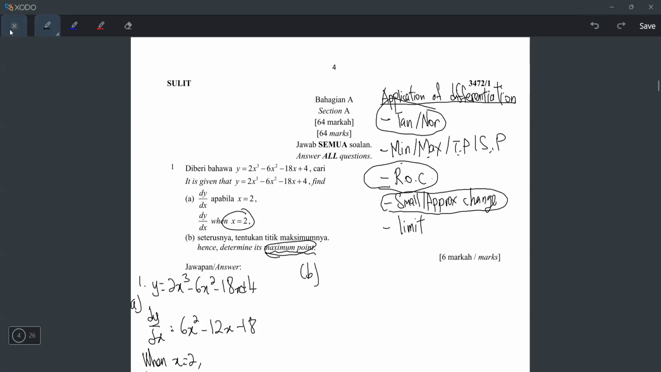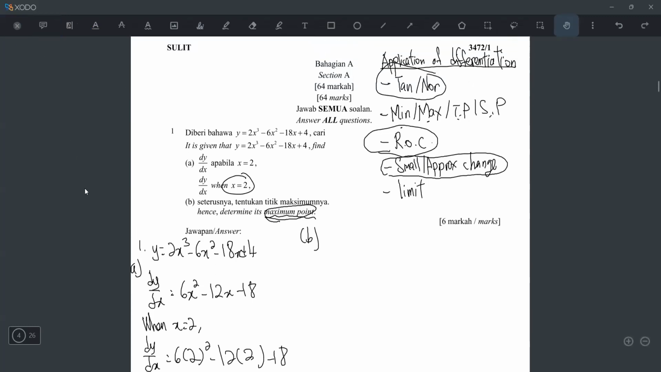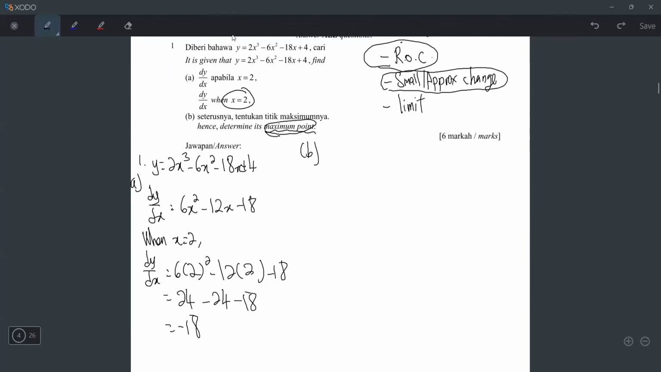Right. So you need to know if they ask you to find maximum point ataupun minimum point ataupun turning point, you kena ambil the gradient function equals 0. Means you take the gradient curve equals 0. Means you take the dy dx equals 0. So what you do is you already know your dy dx is this. So you just take 6x squared minus 12x minus 18 equals 0. Bukan ambil negative 18 equals 0. Bukan. You have to take the dy dx yang in terms of x punya. Because then only you can find x.